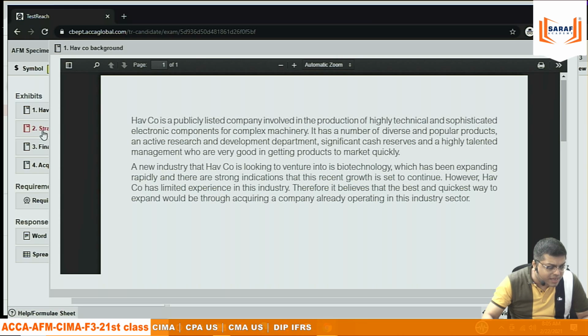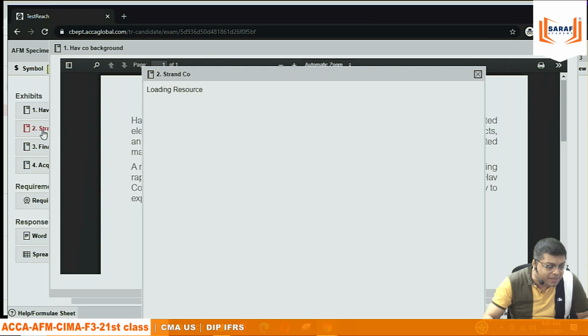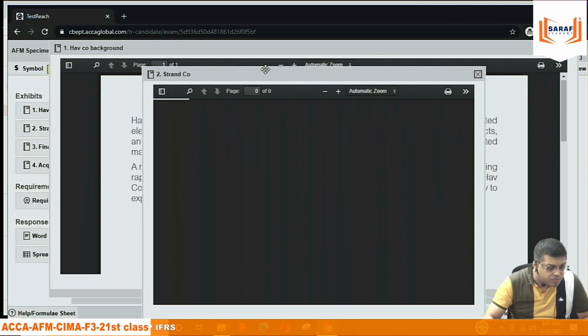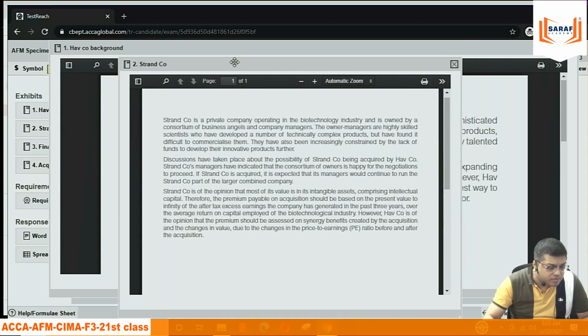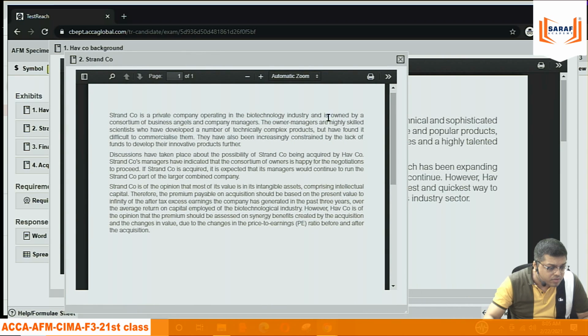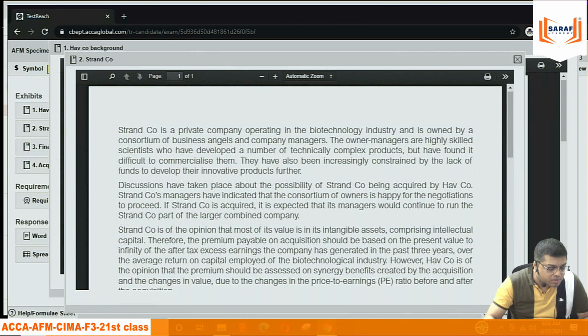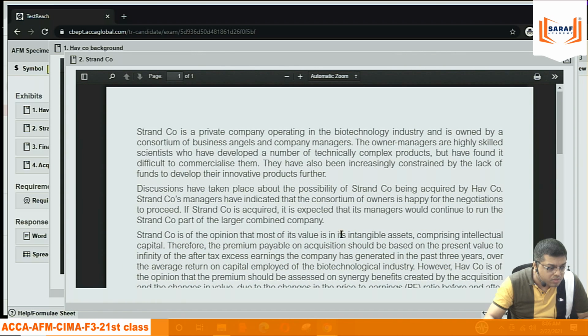Maybe we will require this later to write some theoretical answer better. So the second part I have opened. The second part is strategy. As company is a private company operating in the biotechnology industry.